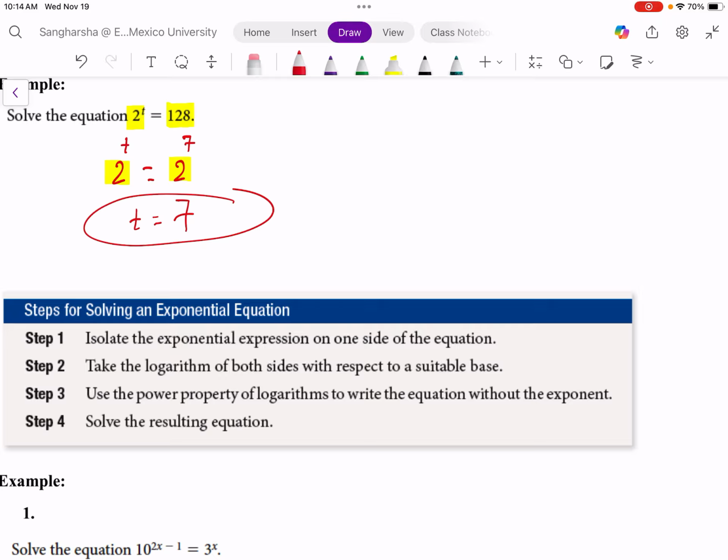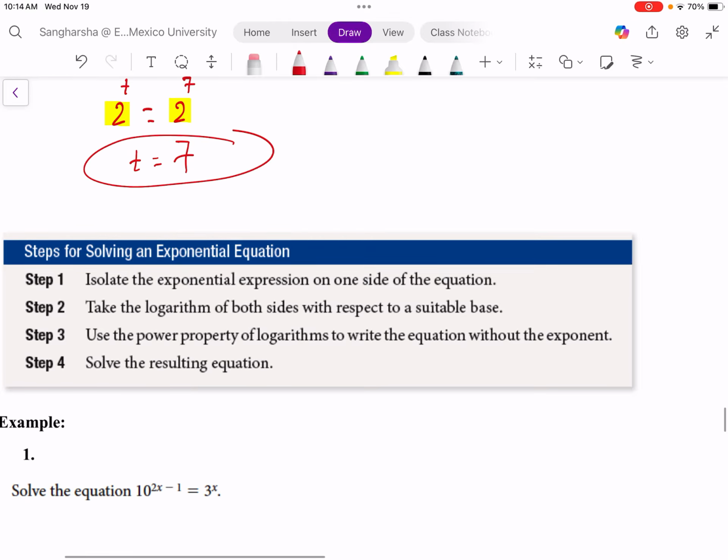So you're saying basically 2 times 7 or 7 times 2 doesn't matter? No. So here we have 128. If you multiply 2 seven times, we get 128. So 128 is the same as 2 to the power 7. Now we have a base 2 here and a base 2 here. So if we have the same base, then the exponents have to be equal to each other. So t equals 7, and that's what we need. We are trying to find the value of t, which is 7.